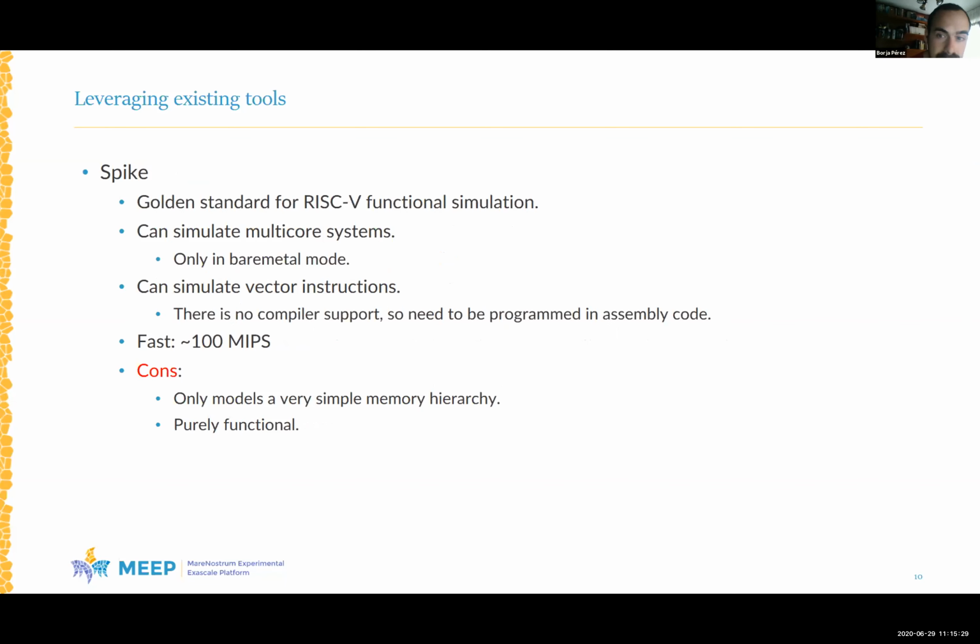Then there's Spike. I'm sure you know about it, so I will not stay on Spike for long. You know, it's the golden standard for RISC-V. It can simulate multi-core systems. This is nice because we are going for a multi-core chip. It also has support for vector instructions, but there's no compiler support for them, so you need to hand program them using assembly code. And it's also a fast simulator. It runs at around 100 MIPS, and that's on my laptop.